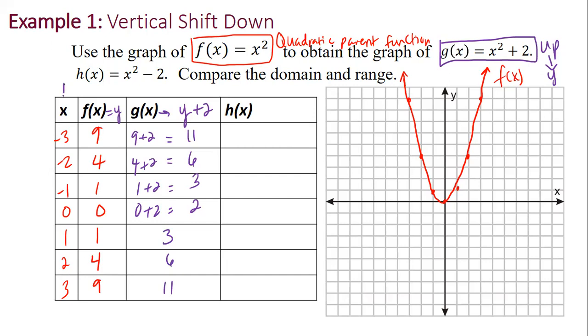So if I use my original x's, because did I change my x values of my parent function? No. Okay. I like to think about this. You have parents, right? And your parents in this situation are X and Y. Sometimes you look more like your mom. Sometimes you look more like your dad. In this case, I'm going to look more like my mom. So I'm going to keep my X's, but change my Y's. So now I'm going to be at -3, 11. I'm now at -2, 6. -1, 3. 0, 2, and I'm going to repeat it on the other side.